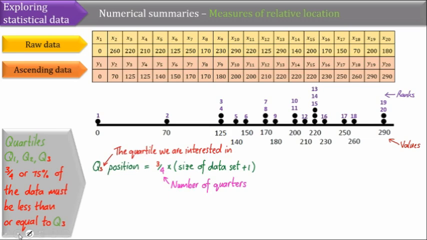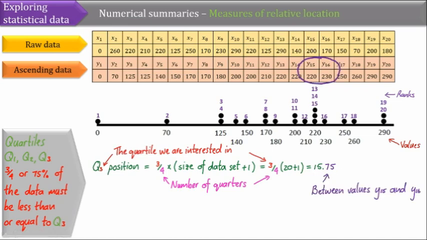Now where does the 3/4 come from? The 4 will be the number of quarters because we're working with quartiles, and 3 will tell us which quarter we are interested in. And it's the subscript of Q3, so that's what we will use. So that means we will take 3/4 of 20 plus 1, and that gives us 15.75. Now if we look at our data set, we don't have a 15.75 position. We have a position 15 and we have a position 16. So that means that our Q3 position lies between Y15 and Y16.